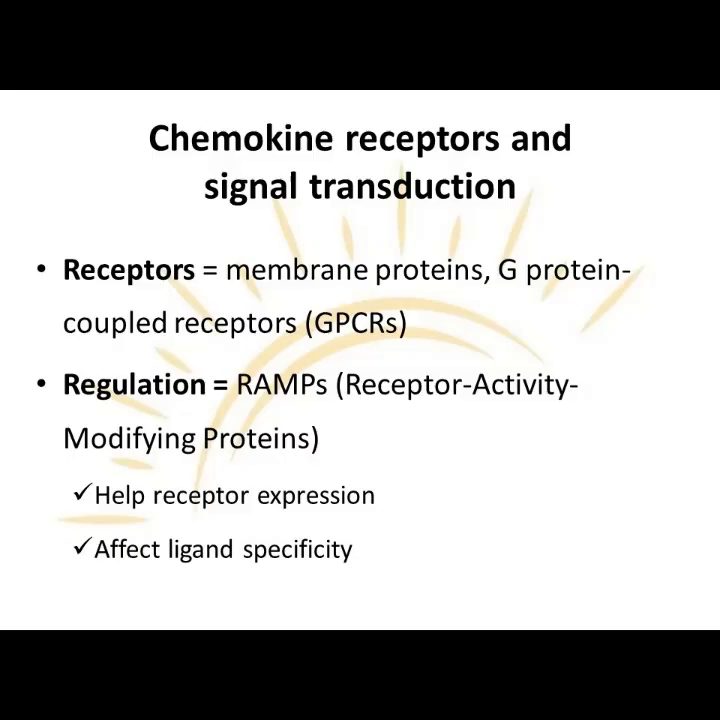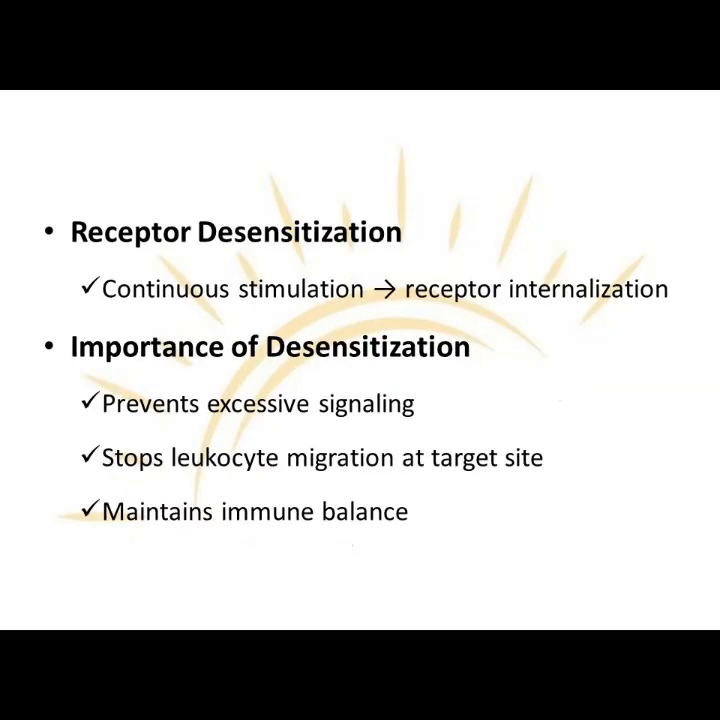Chemokine receptors and signal transduction. Sources of chemokines are keratinocytes and endothelial cells. Receptors are membrane proteins, G protein-coupled receptors, GPCRs. They are regulated via RAMPs, receptor activity-modifying proteins. This helps receptor expression and affects ligand specificity. Receptor desensitization. Continuous stimulation may cause receptor internalization.